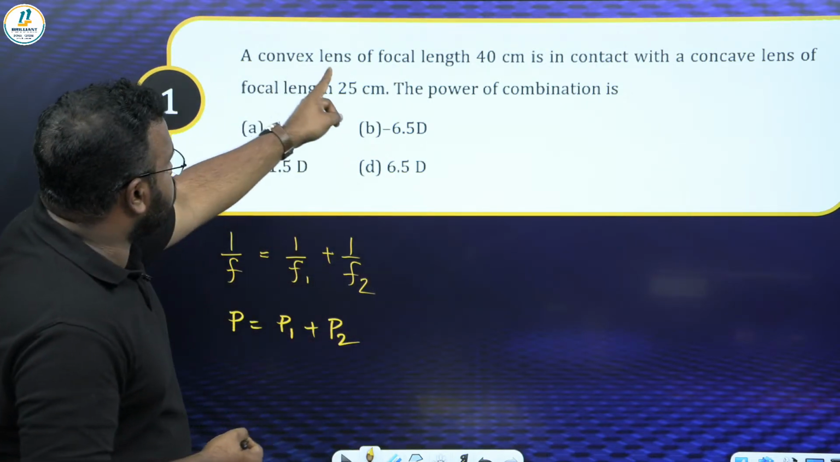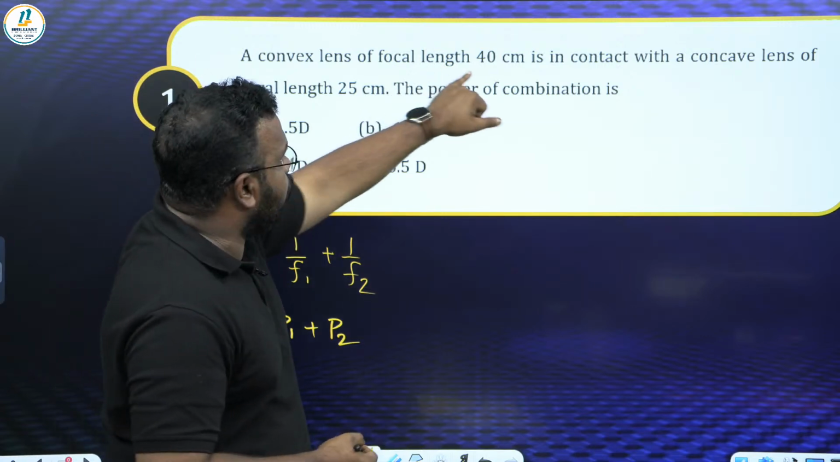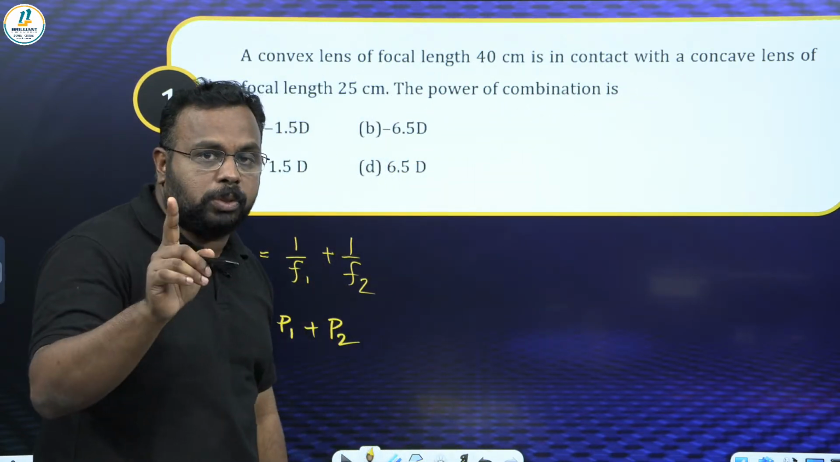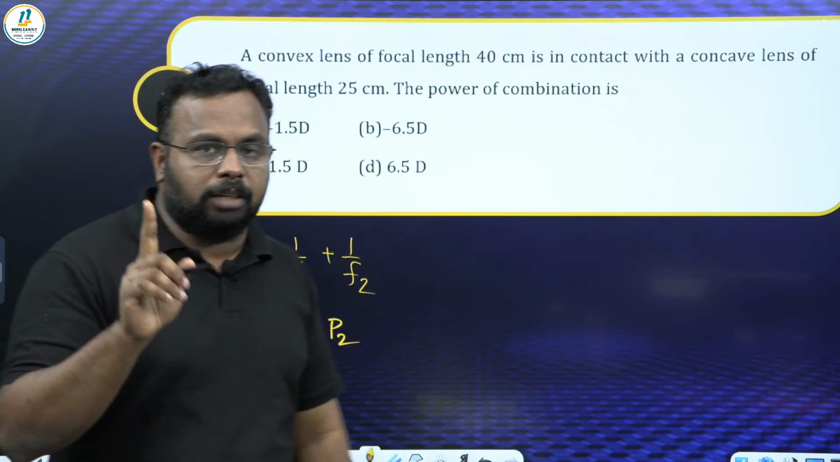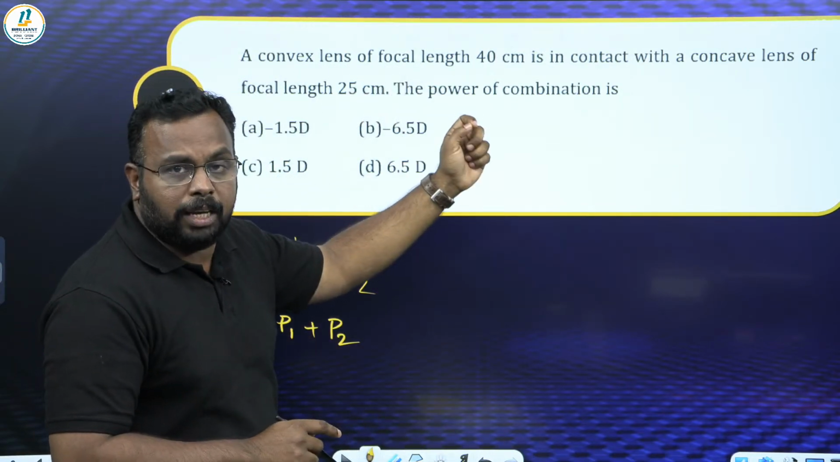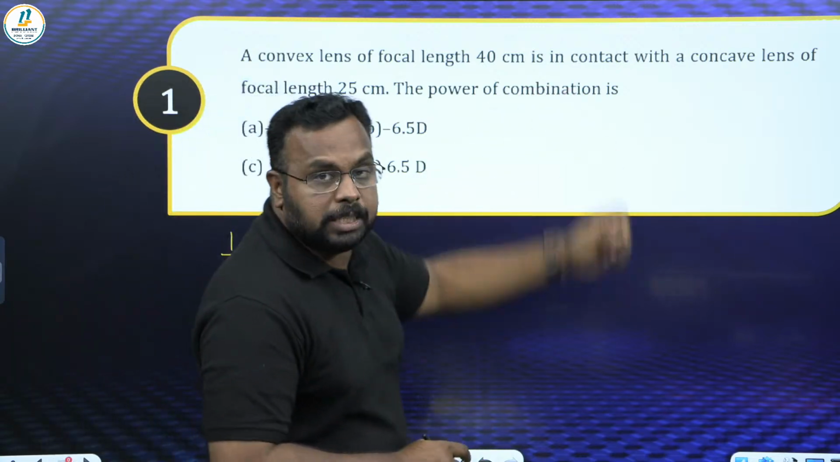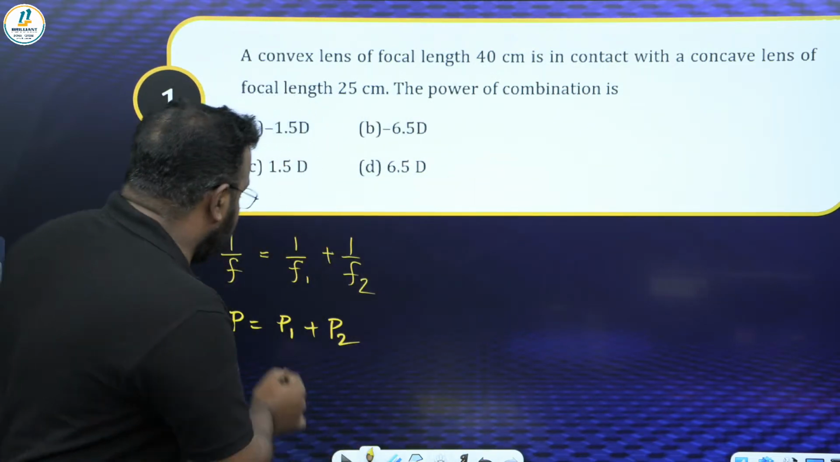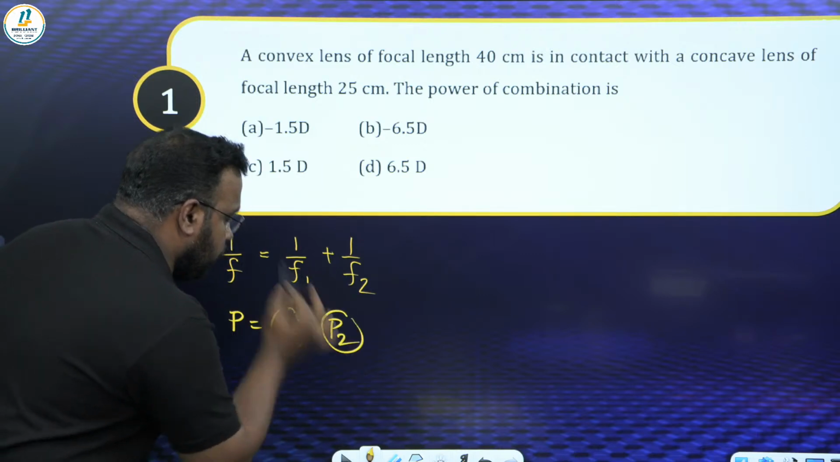So let's check. First one is a convex lens of focal length 40. Second one is a concave lens of focal length 25. My dear students, please be careful about the sign convention. You know that for a convex lens the focal length is positive, and for a concave lens it is negative. So they are asking, what is the power of the combination? So we need to find P1 and P2. Let's quickly find P1 and P2.